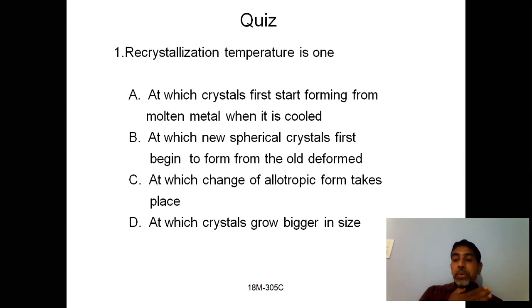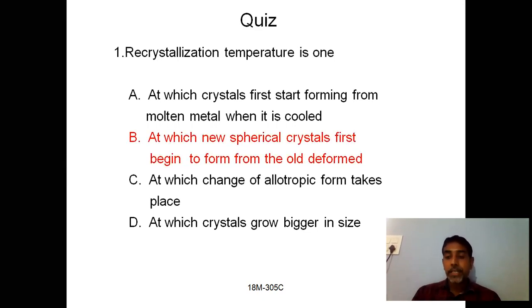See, recrystallization temperature. That means when you heat after the crystallization process, recrystallization will occur. If you see the second option, new spherical crystals will be formed, right? The first option, crystals first forming from molten metal, is just the crystallization process. Recrystallization means the crystals will be formed again, when the old is deformed, that means when some hot working or cold working is done. So your answer will be the second one.